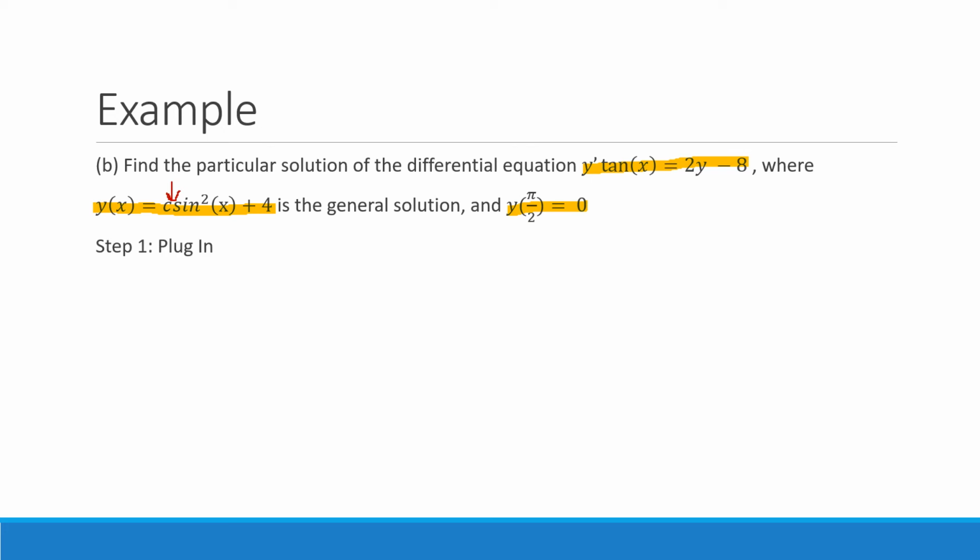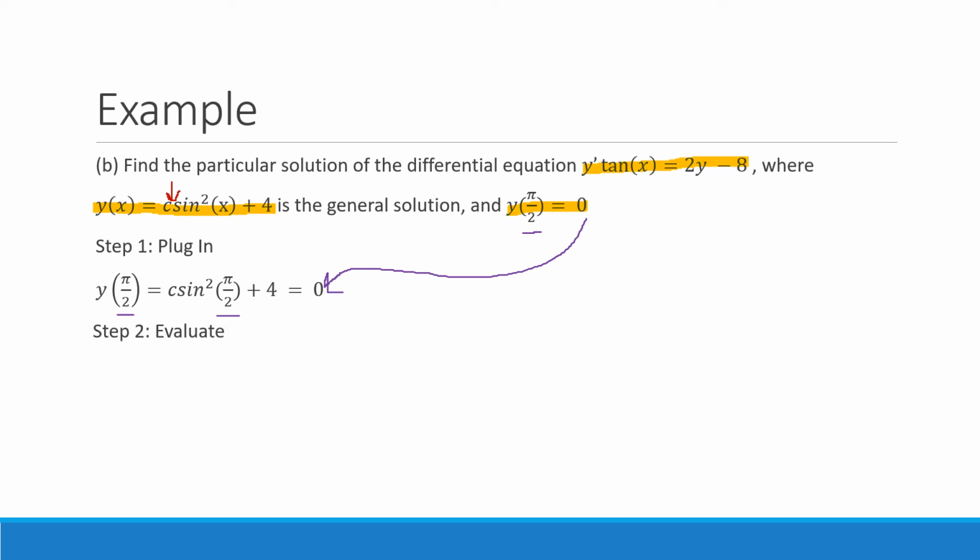Again, the first step is to plug in pi over 2 wherever there's an x in our general solution. So that's what we're doing here. This pi over 2 is going right into our general solution, and we're setting that equal to 0 because we're getting that from our initial value. And now we're going to evaluate so we can find our constant of integration c.